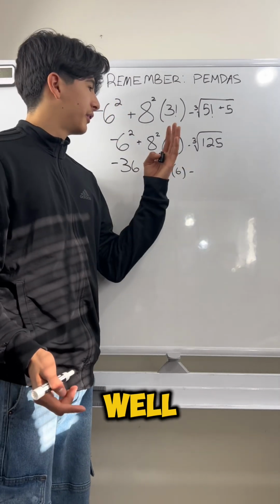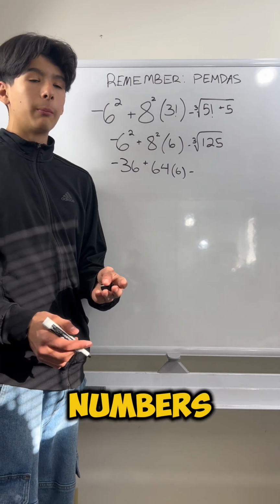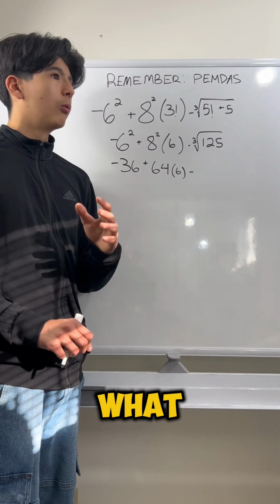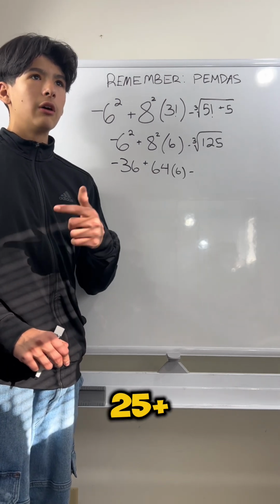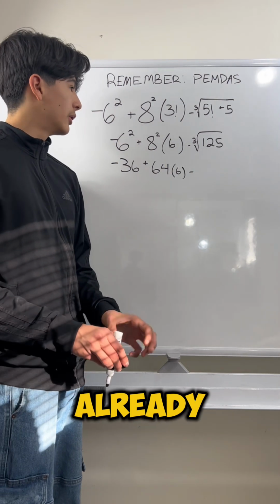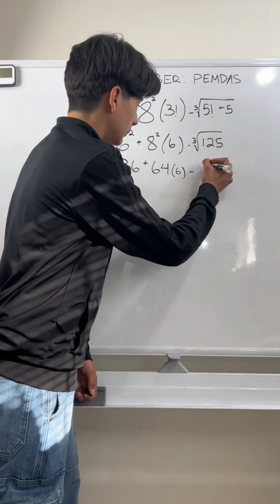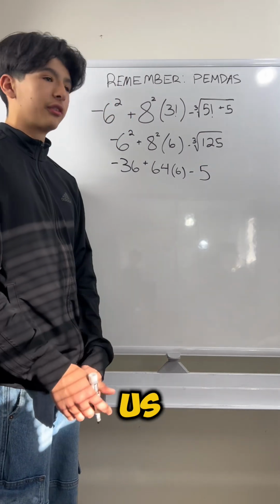Now, what is this? It's the cube root of 125. And how do we find cube roots? We have to think of numbers that multiply 3 times to get 125. So, what times what equals 125? Well, 5 times 5 is 25, times another 5, it's 125. So, we already know that the cube root of 125 is 5, so let's write that down. Now we have a much simpler equation for us to solve.